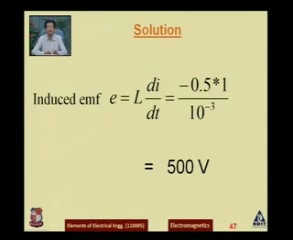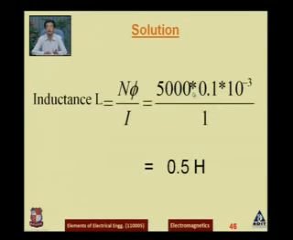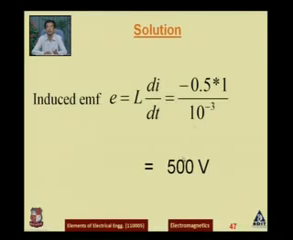Now by this inductor, how much EMF will be induced? The EMF will be induced as per this equation, E is equal to L di by dt. So what is L? L we have already found, that is 0.5 Henry. So putting the value of L, and we know the di by dt, it is 1 divided by 10⁻³. So putting this value we can find out that the EMF that is induced is 500 volt.